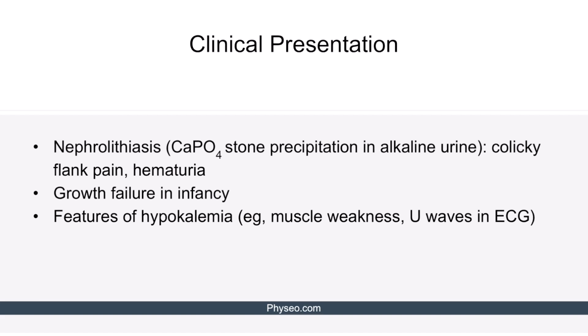Patients with distal RTA commonly present with symptoms of nephrolithiasis, such as colicky flank pain, hematuria, etc. There is an increased risk of calcium phosphate stone formation because calcium phosphate crystals precipitate in the alkaline urine. Growth failure can be seen in infants due to metabolic acidosis. And lastly, features of hypokalemia like muscle weakness and U-waves in an ECG are frequently present because the renal tubules fail to secrete hydrogen ions, leading to decreased potassium reabsorption.